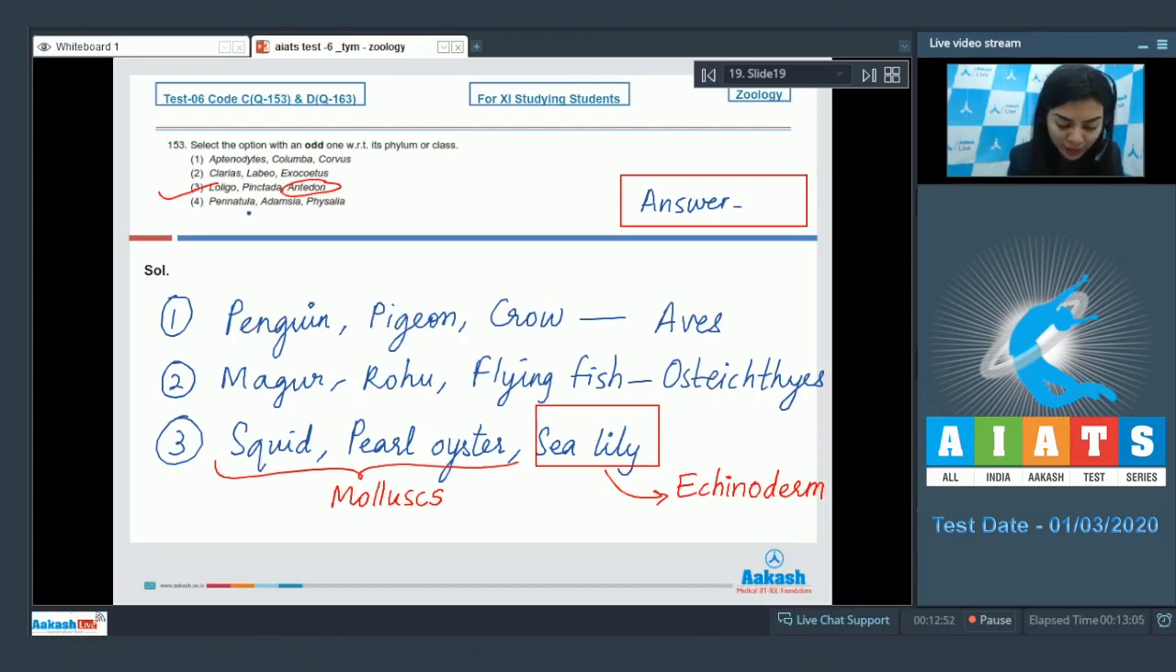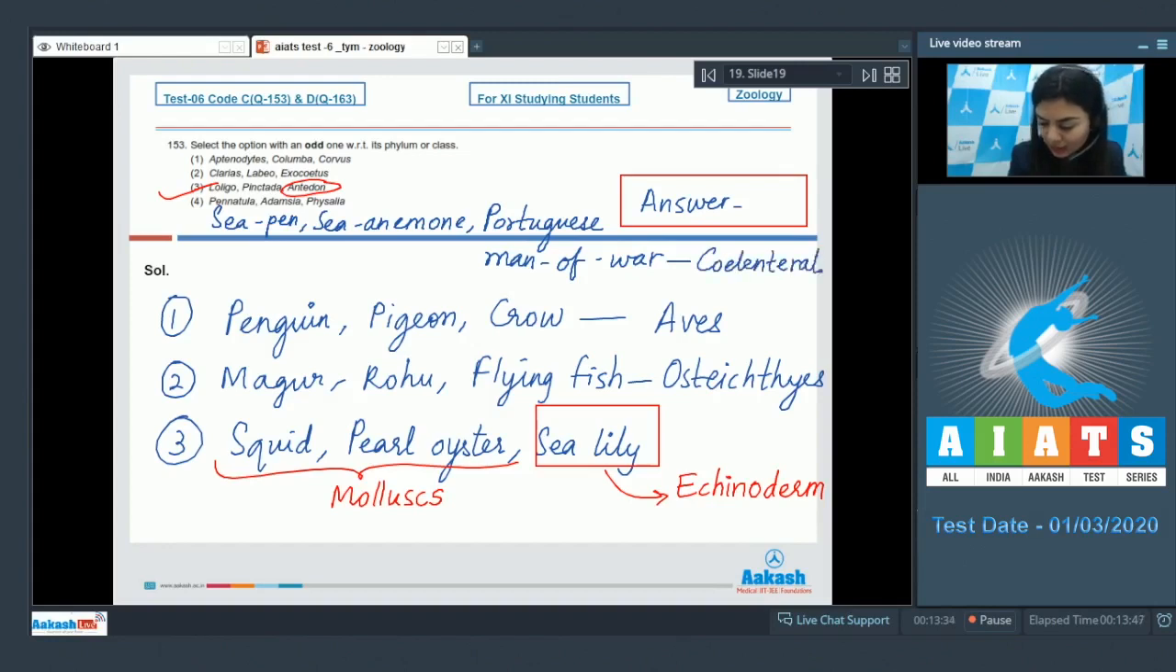Option 4 reads Pennatula, Adamsia, Physalia. Common names of which are sea pen, sea anemone, and Physalia, which is also known as the Portuguese man of war. And all of these three organisms belong to phylum Coelenterata. So it's not odd. The correct answer here is option number 3.